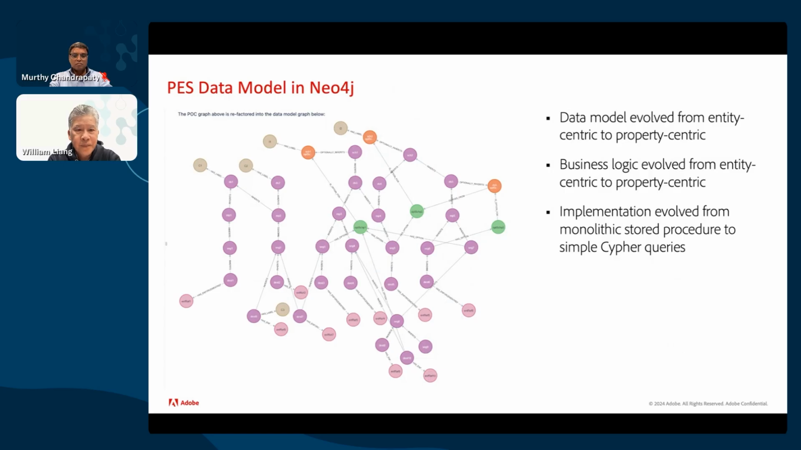Migrating and evolving from CosmosDB to Neo4j allowed us to evolve our data model from entity-centric to property-centric. We were able to explode our data model and factor out the properties as first-class nodes. This allowed us to evolve our business logic from essentially a single monolithic stored procedure to a series of very simple Cypher queries.